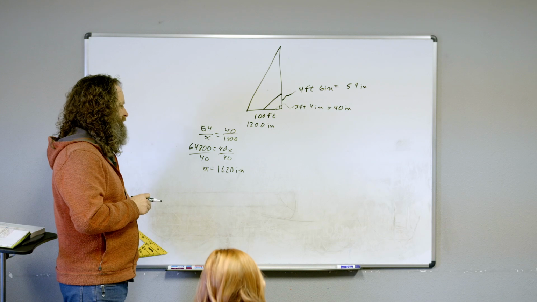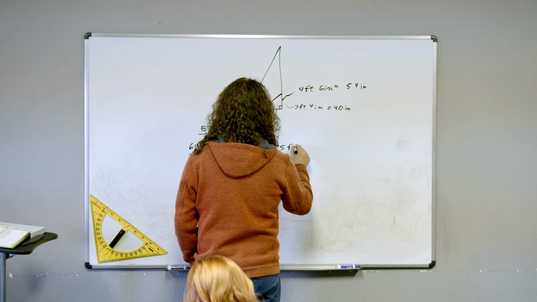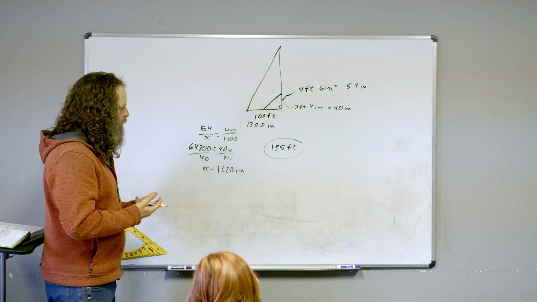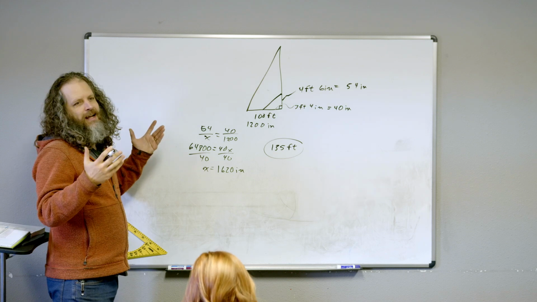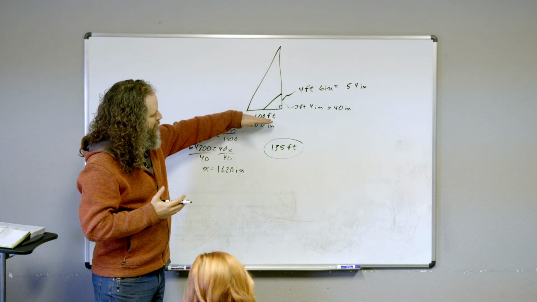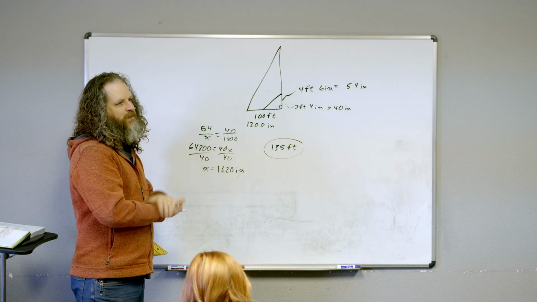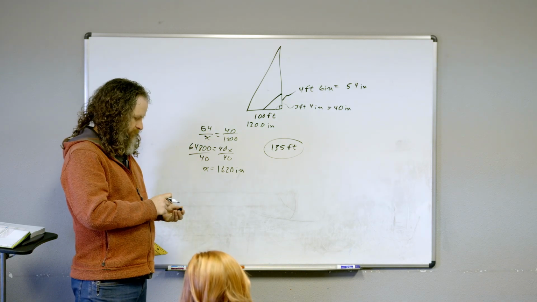135 feet. If you want to know what unit you should end up with, it should match whichever triangle you're looking at. The big triangle is measured in feet, so our answer should be in feet because we're looking for something on the big triangle, right? And that's how that works.